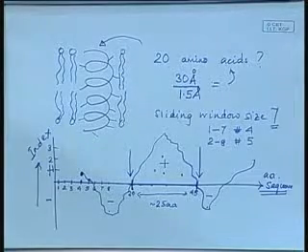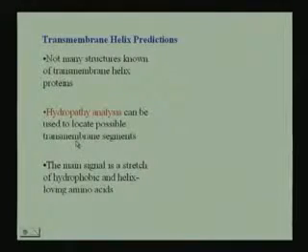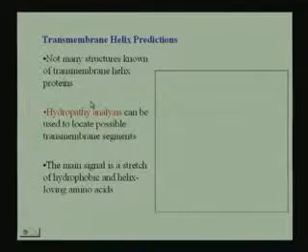Now, as I mentioned, the hydropathy analysis is usually used to locate transmembrane segments, but you can also do it for a regular protein, because not many structures of transmembrane helix proteins are known. And what is the main signal? A stretch of hydrophobic and helix loving amino acids. What do we mean by helix loving amino acids? Residues that are likely to form an alpha helix, right? So, that is what a hydropathy plot would look like.